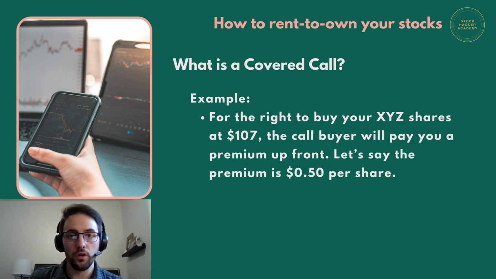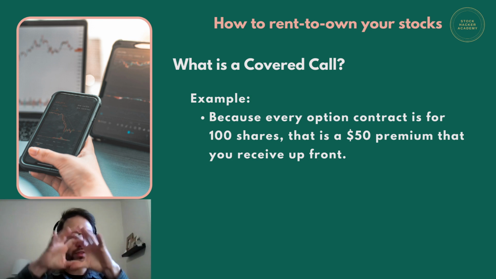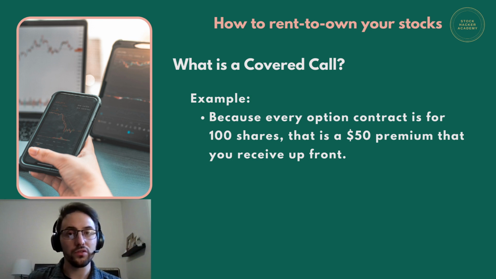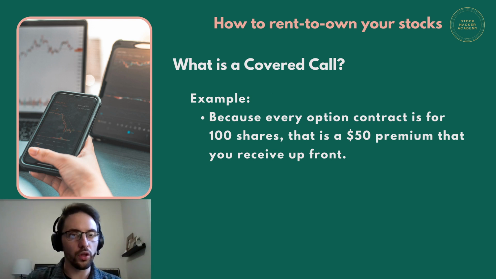For that right, for someone to buy those shares from you at $107, they're going to pay you a premium upfront of, let's say, 50 cents per share. Now, because every option contract is 100 shares, and again, if these terms or these concepts are brand new to you, visit our Options for Beginners series, and we outline a lot of these basics. So I'm going to go through a lot of this terminology, assuming there's a basic understanding. In any case, because every option contract is 100 shares, that 50 cents per share premium is $50. That's cash in your pocket right up front.